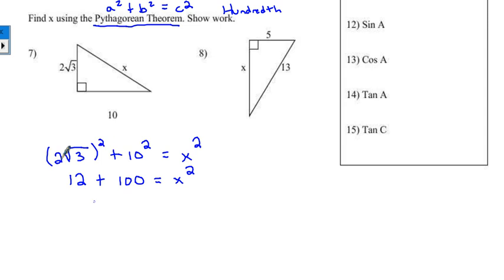You'd add those together, that'd be 112 is equal to x squared, and when you take the square root of 112, that is going to round to 10.58 equals x. Again, the reason it does that, when you do the square root of 112, that's going to give you, decimal-wise, 10.583.